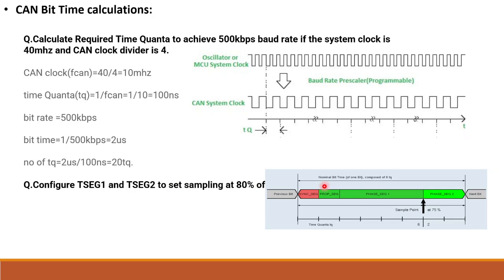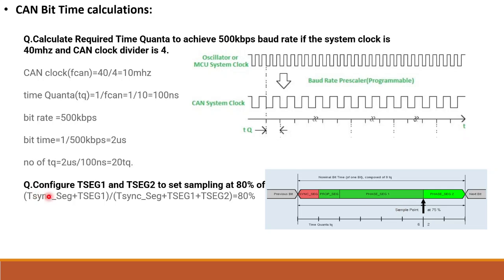Next, T seg 1, the dark green part, is nothing but the propagation segment plus phase segment 1, and T seg 2 is nothing but phase segment 2. This we should always remember: T seg 1 is the propagation segment plus phase segment 1.